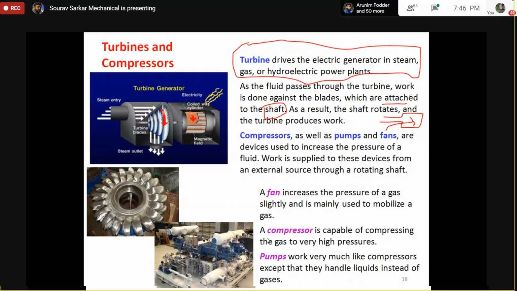So the shaft is driven by the turbine. The statement is clear. Whenever there is a turbine, the turbine itself drives the shaft. But if you have a compressor, you have to drive the shaft to rotate the blades so that the energy of the blade gets transferred to the fluid. Do you understand this?